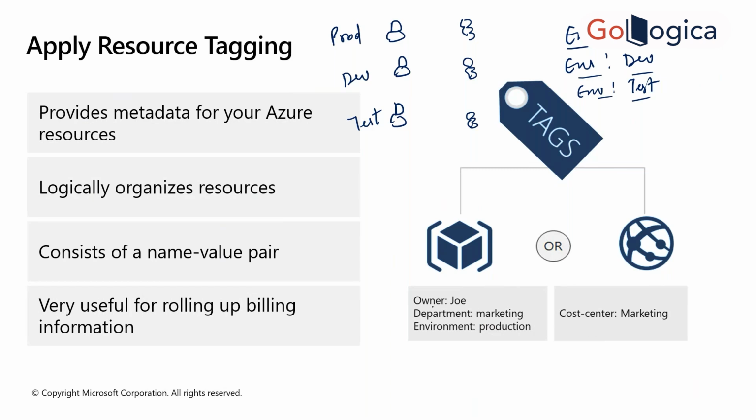So this is the key. Owner is the key, the value is Joe. Key is department, value is marketing. Environment is the key, production is the value. So key value pair, that's tagging. It's very useful for rolling up billing information.